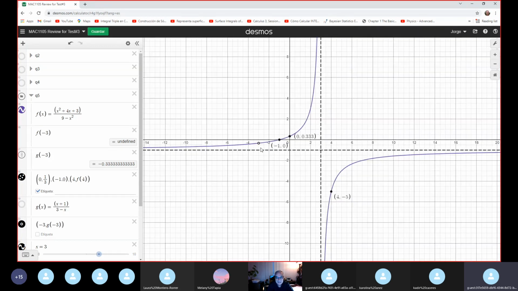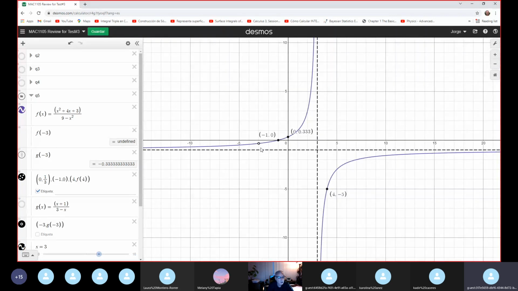This is the hole. So this one in purple color represents the original, including everything. But this one, okay, I remove that. Now let me see here, over there.